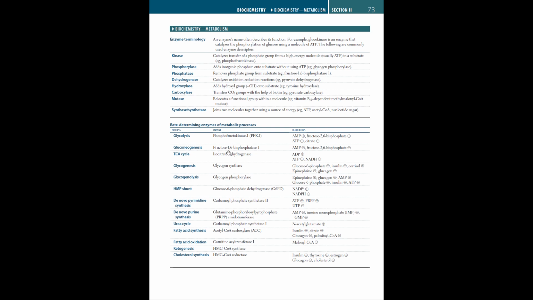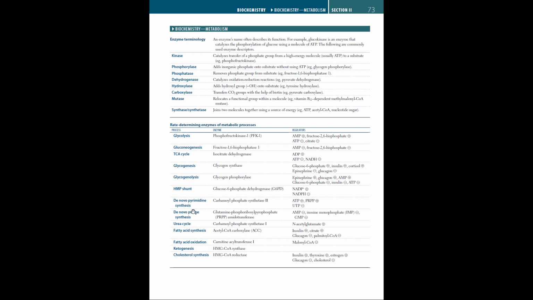Gluconeogenesis is fructose 1,6-bisphosphatase 1, and the regulator is AMP. TCA cycle, the rate-determining enzyme is isocitrate dehydrogenase. Glycogenesis is glycogen synthase. Glycogenolysis is glycogen phosphorylase. In the HMP shunt, glucose 6-phosphate dehydrogenase, or G6PD, and the regulators are NADP and NADPH.